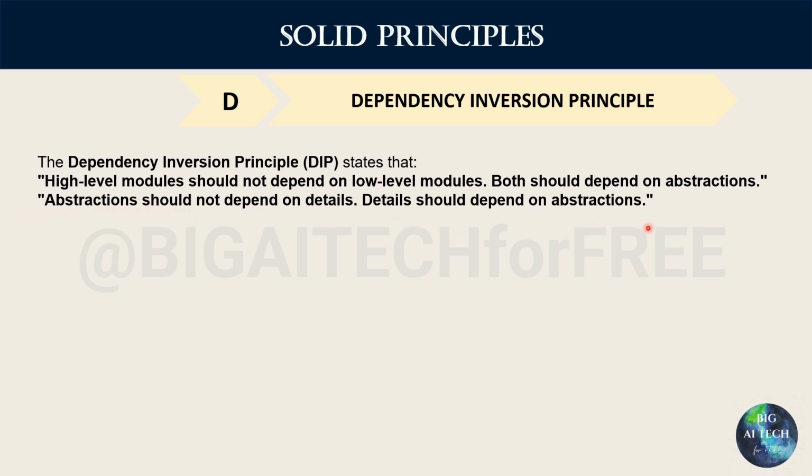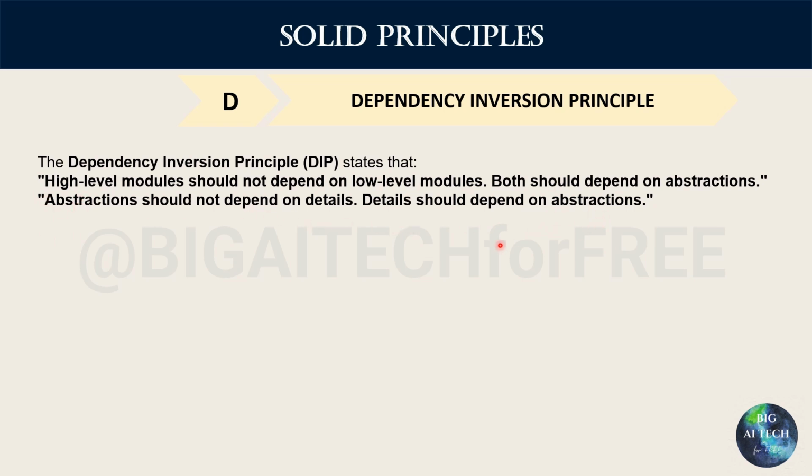High level modules should not depend on low level modules. Both should depend on abstractions. Remember this word. Abstractions should not depend on details, right? Abstractions should be really an abstraction. It should not depend on details. Details should actually depend on abstractions. Let's see the example, it'll get clear.